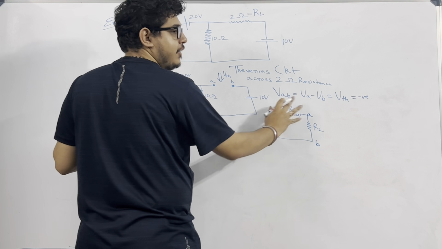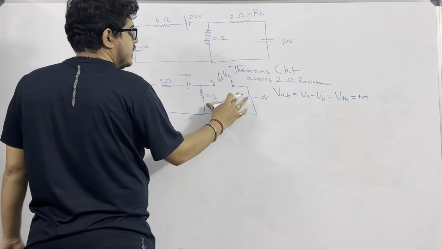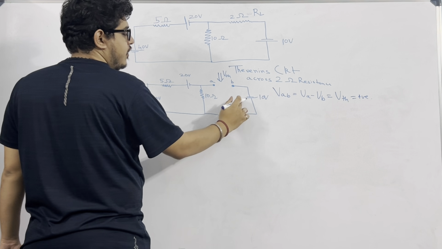Now to calculate VTH, which is equal to VA minus VB. This is an open circuit now, because this is open, so no current will flow through it. But now current is going to flow, so current will only flow in this direction. Let us suppose it is I. Let us write down the equation.